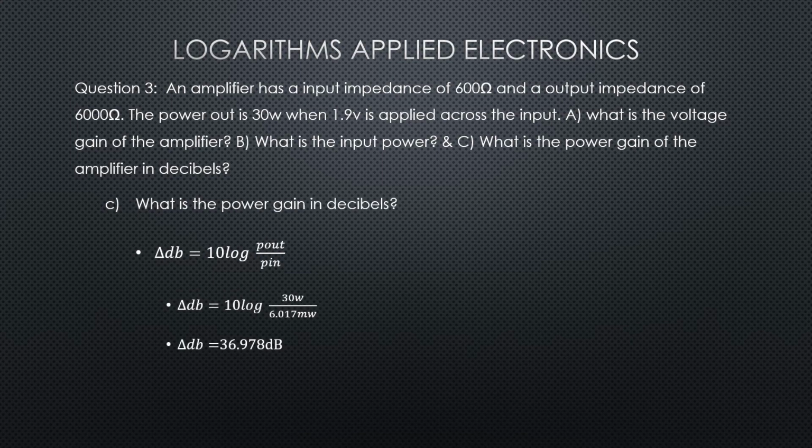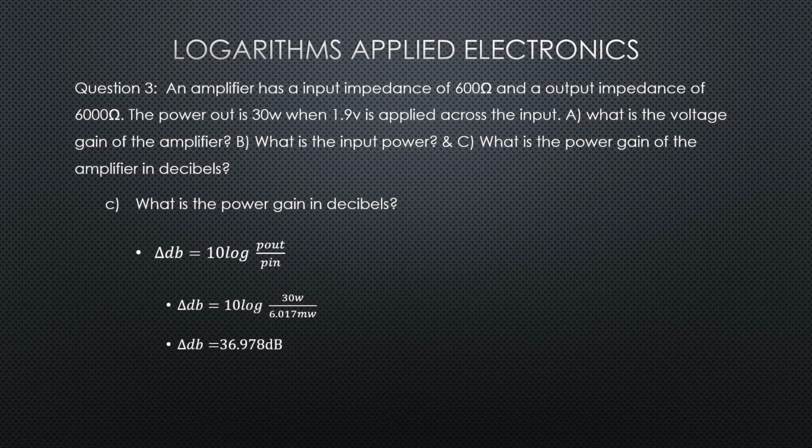All right, part C of this question, what is the power gain in terms of decibels? So we know that we can use 10 log of power out over power in, which is our power gain. So we've got 10 log of 30 watts divided by 6.017 milliwatts. That gives us the power gain, or the gain of this amplifier, as 36.978 dBs.